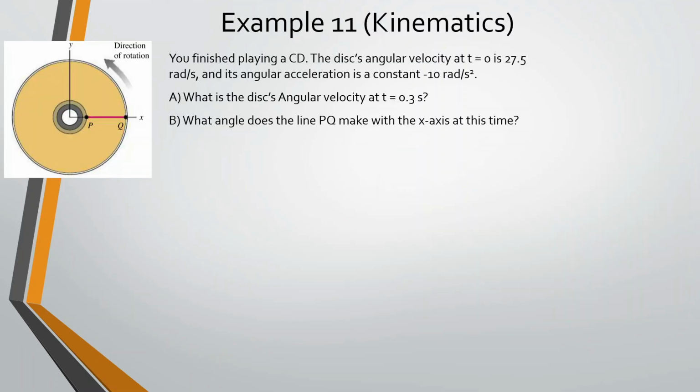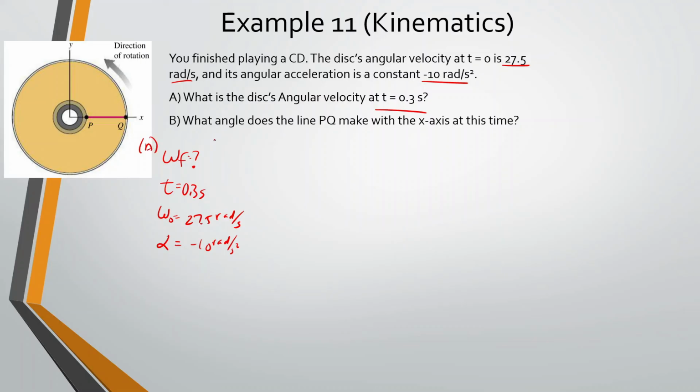All right, so let's look at this last problem. You finish playing a CD. The angular velocity at t equals 0 is 27.5 radians per second, and its angular acceleration is a constant -10 radians per second squared. What is the angular velocity at 0.3 seconds? Okay, so what we want to find is the final angular velocity, because we want to find it after 0.3 seconds. Initial angular velocity, they gave it to us, is 27.5 radians per second. And alpha is -10 radians per second squared.